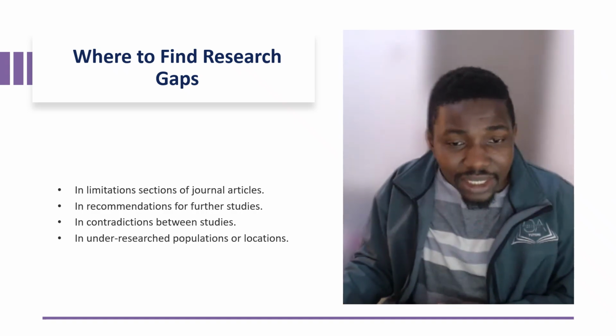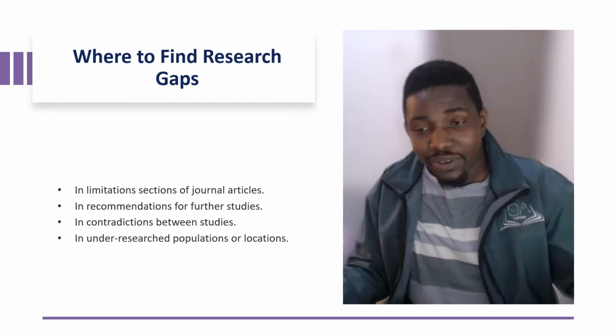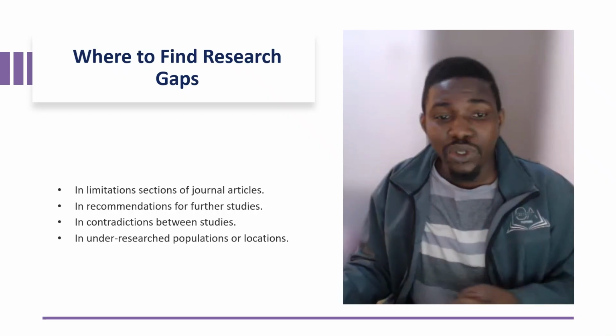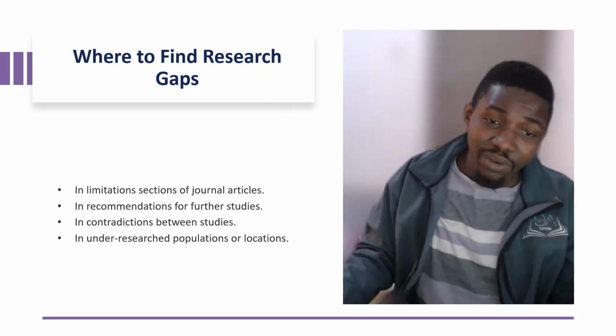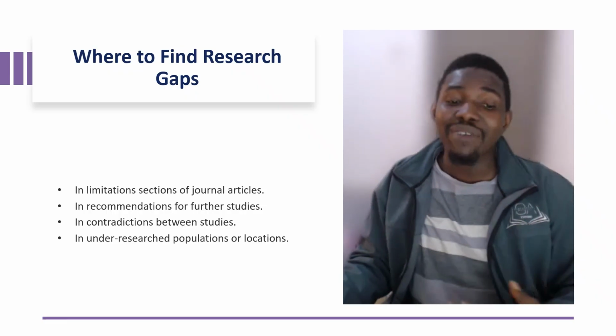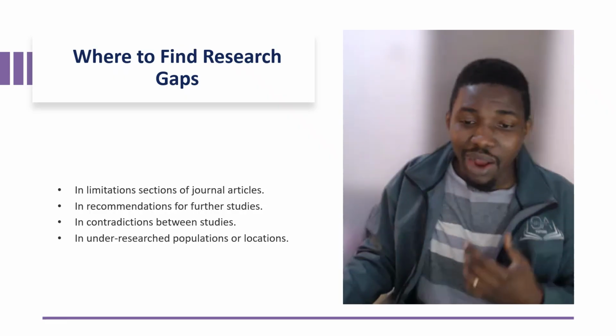So these are places where you can find a research gap. You can find a research gap in journal articles, by reading the section called recommendation for further studies, looking at the limitations of the study, and looking at contradictions between studies where authors have argued for or against. You can have an idea of how that works.